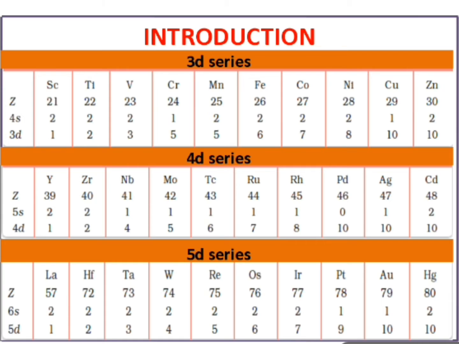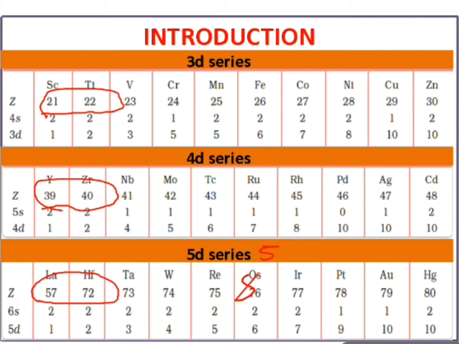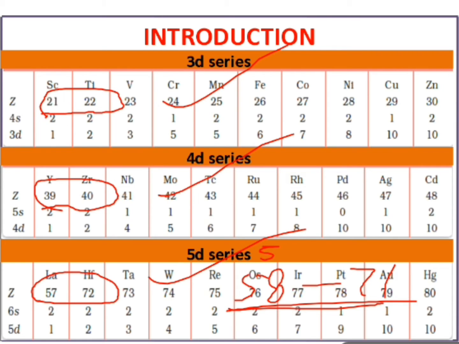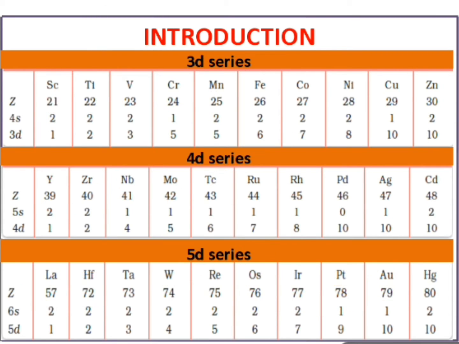Now see here, there is a difference. After 21, 22 is coming, after 39, 40 is coming, but after 57, 72 is coming. So from 58 to 71, these are called lanthanoids. You can see this in the periodic table. So there are three series: 3D, 4D and 5D. This is the introductory part.